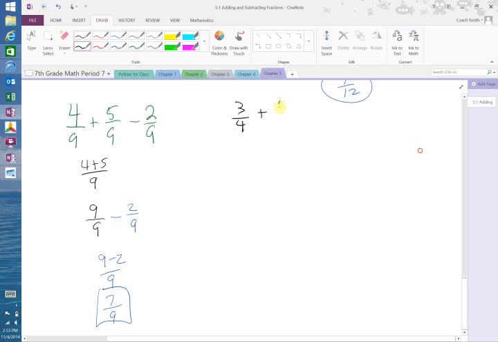You have 3/4 plus 5/16 plus 7/8. The common denominator would be what? 16. So we're going to convert all our fractions to have 16 on the bottom. So what did we do to 4 to make it 16? Multiply by 4, so we do the same thing at the top, which makes that 12. Yes. What do we do to 8 to make it 16? Multiplied by 2, so that's 14.